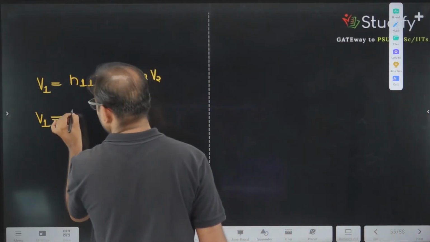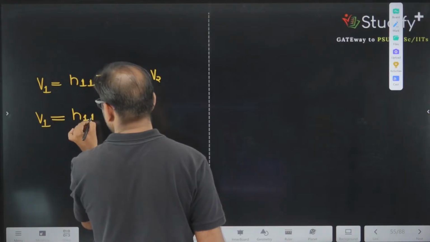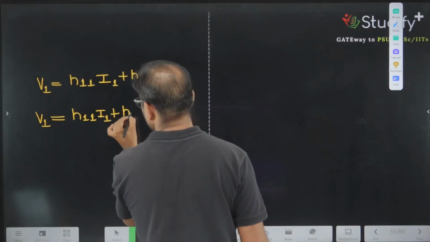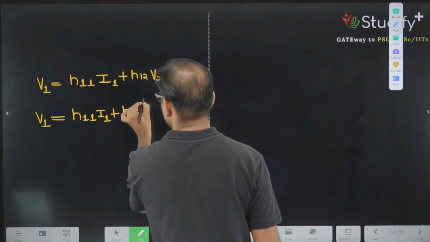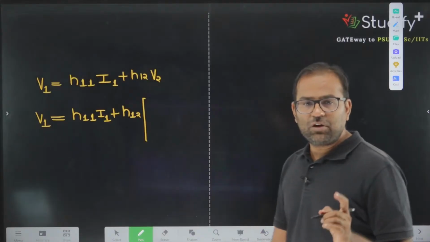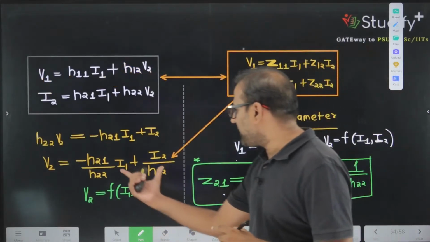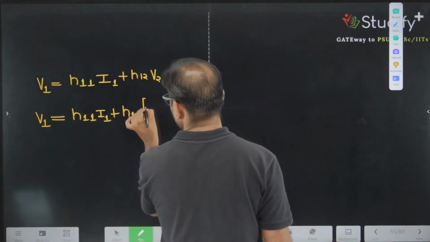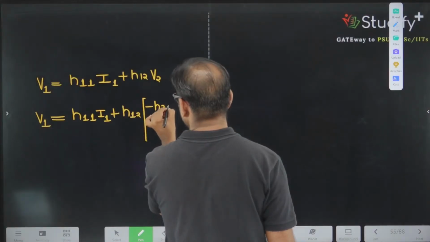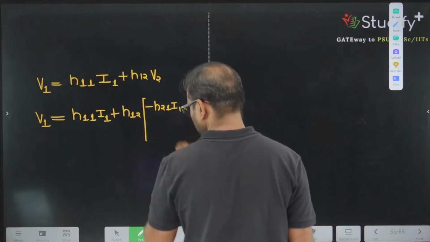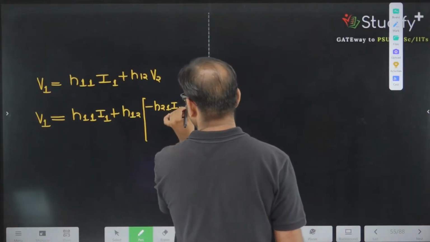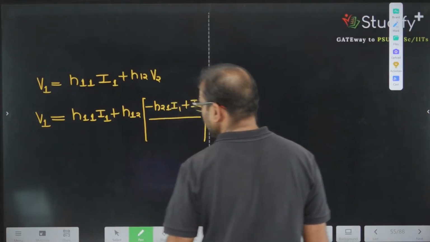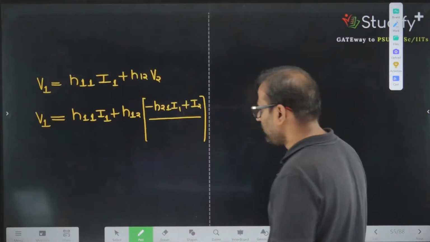V2 can be given by H11 I1 plus H12. Instead of V2, I will replace V2 by this: minus H21 I1 plus I2, divided by what? Divided by H22.